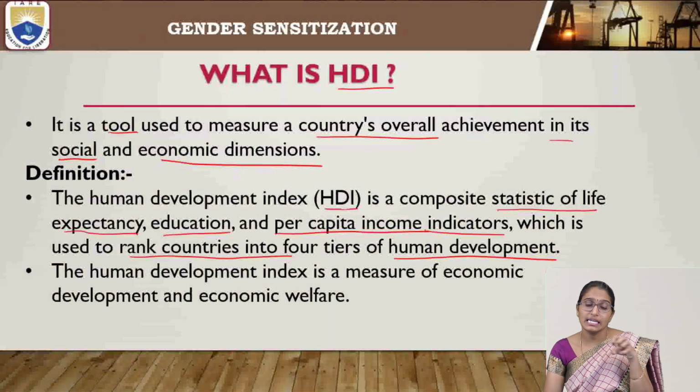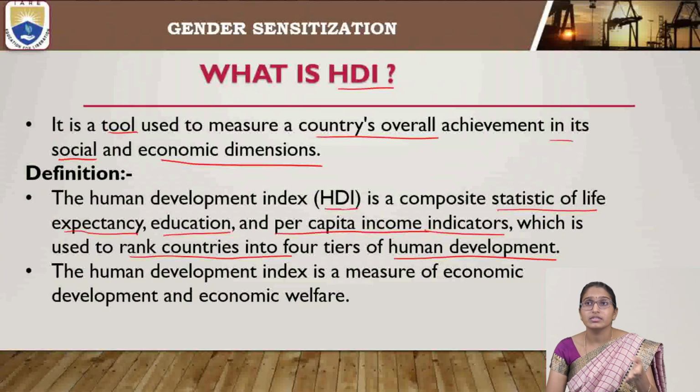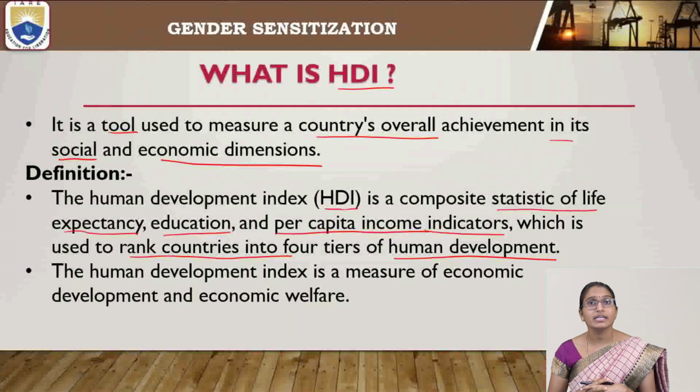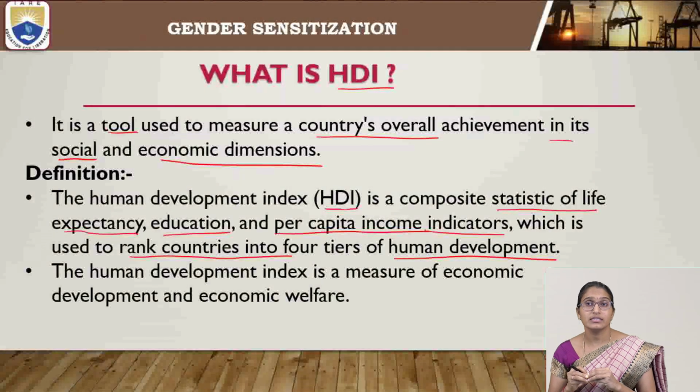So taking all this, the statistics of life expectancy, education of a given country, and income, how they are. By taking these, the HDI is calculated. How will we calculate it? Let us see in the next slide. Based on these factors, the countries have been classified into four tiers of human development. So what are those? Let us see.